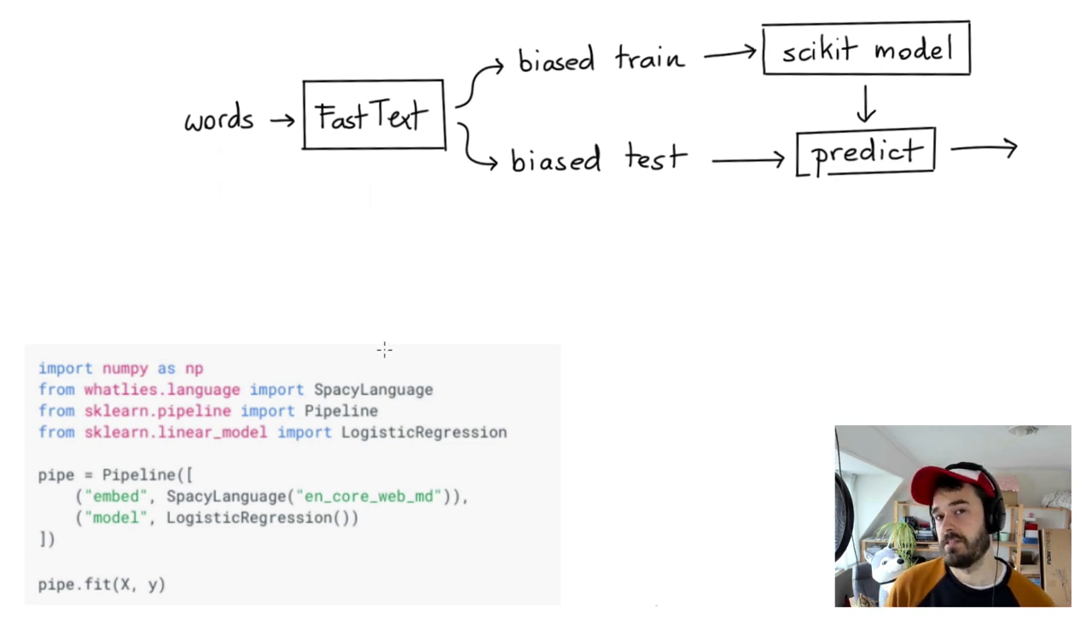Note that doing this in scikit-learn is made a whole lot easier by this whatlies package as well. Every language backend that we support is also usable as a featurizer inside of scikit-learn. So BytePair, fastText, spaCy, Hugging Face, all of those you can just use directly here.